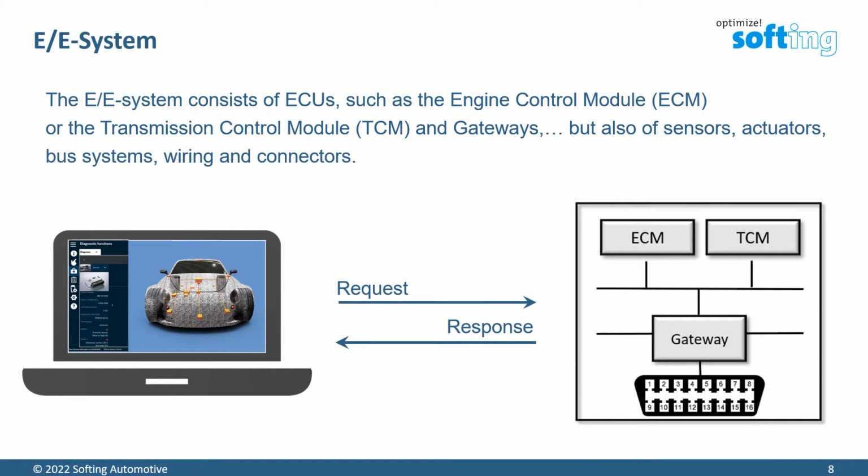Actually, the service tester does not talk to the vehicle. It is connected to the OBD connector of the vehicle, but the vehicle itself is not able to do diagnostic communication. It is the EE system that is connected to the OBD connector. And the EE system consists of control units, ECUs, such as the engine control module, ECM, or the transmission control module, TCM, and gateways, but also of sensors, actuators, bus systems, wiring, and connectors. So the tester sends a request to the EE system and gets a response from the EE system.